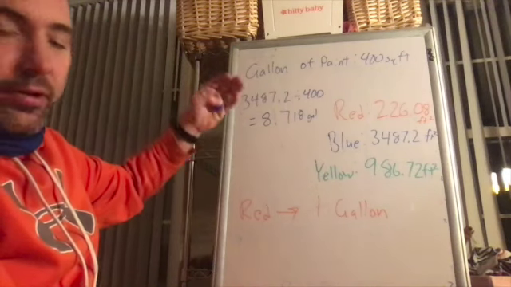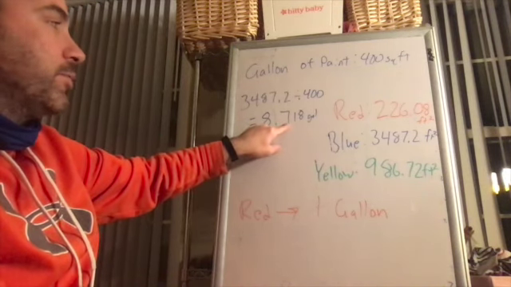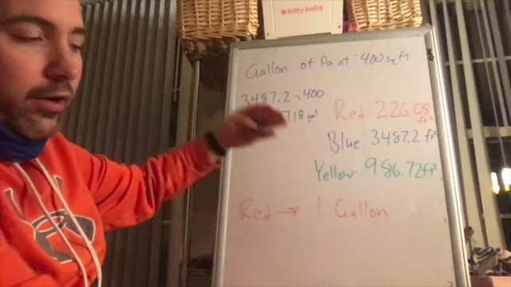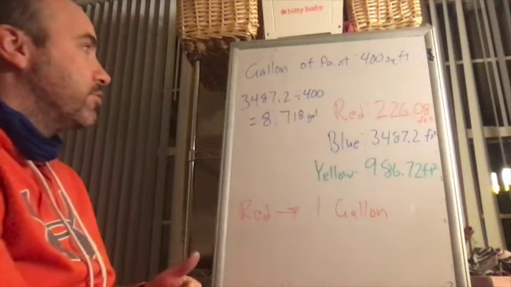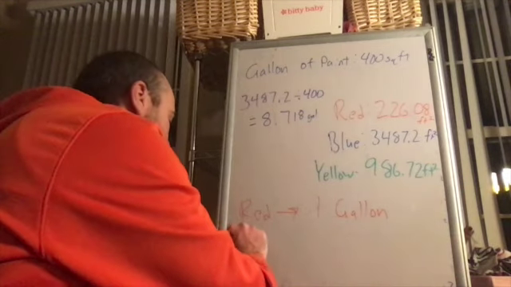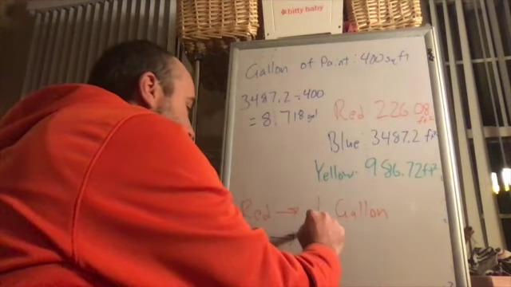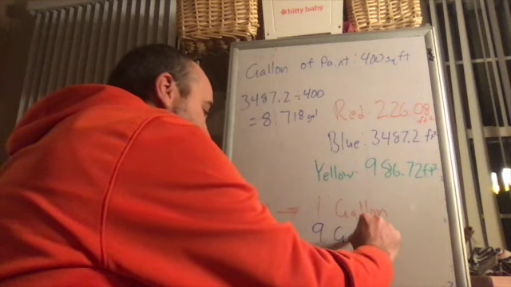Now, obviously, we have to round up. Even if this wasn't a 7, like even if this was 8.1, we're not going to round down to 8 because we won't have enough paint. So we always round up in these situations. So blue, I'm going to need 9 gallons of paint.